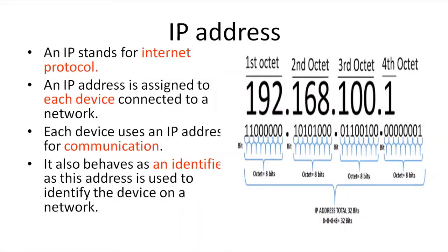For example, a mobile phone uses some IP address, and a washing machine uses some IP address. If it is a smart fan, it also uses some IP address. With that IP address, these devices are connected and communicate. Here it behaves like an identifier. This IP address is used to identify the device on a network. This particular IP address I explained, 192.168, is a private network, and then 1.0.0 like that. These are all private networks.